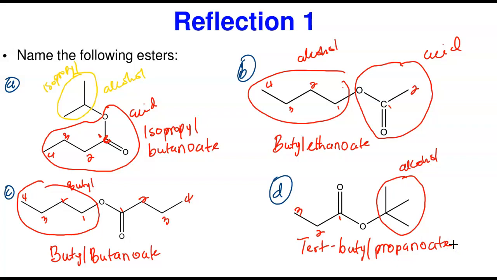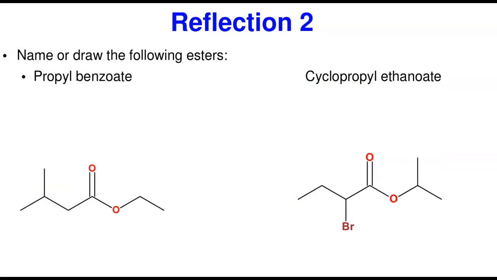I told you the nomenclature of esters is not that difficult and it's very, very easy. So for the next reflection question, you can easily pause this video, try out these things yourself, and come back to check for comprehension. All right. So this one says, name or draw the following esters: propyl benzoate, cyclopropyl ethanoate, then these two.